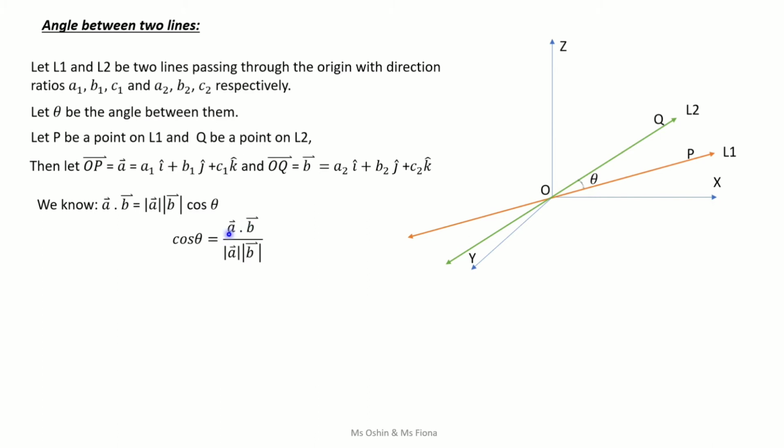Now vector A and vector B are given in component form. So their dot product will be A1 into A2 plus B1 into B2 plus C1 into C2 divided by magnitude of A, which is given by square root of A1 square plus B1 square plus C1 square, and magnitude of B is given by square root of A2 square plus B2 square plus C2 square. This is how we find the value of theta, that is the angle between the two lines.